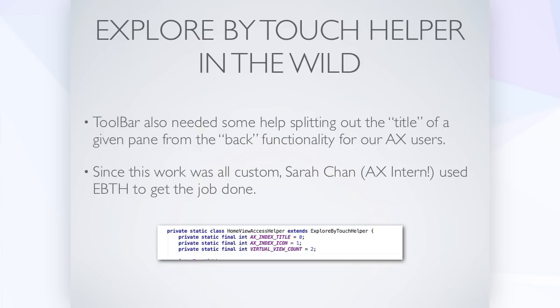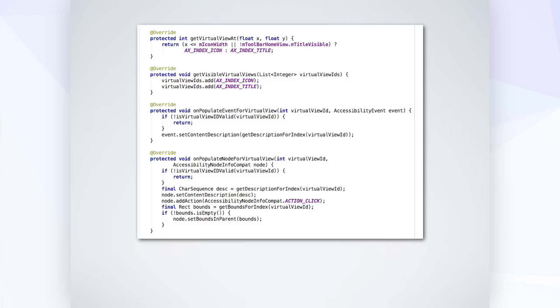just finding out what view they were in. And so we just created this little Explore by Touch helper that didn't even need the array. We didn't even need that. We had two indices, 0 and 1, 2 virtual views, and we did our overrides, and that's it. We broke down that little home view, and now it's usable. And so again, we're using this exact same stuff, nothing too fancy, right in the wild.